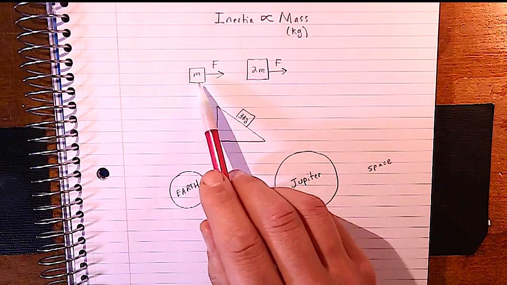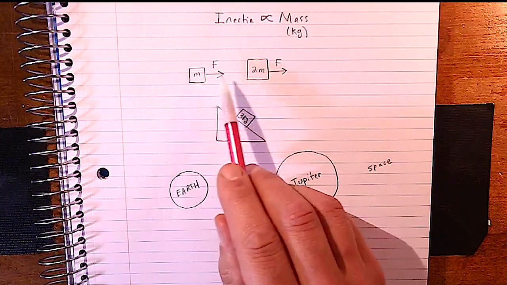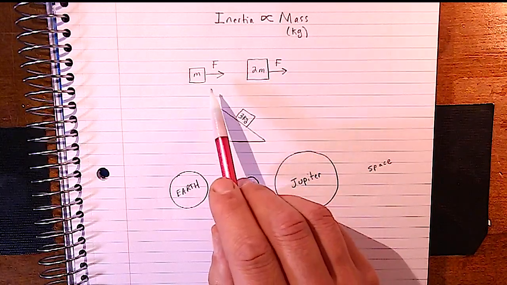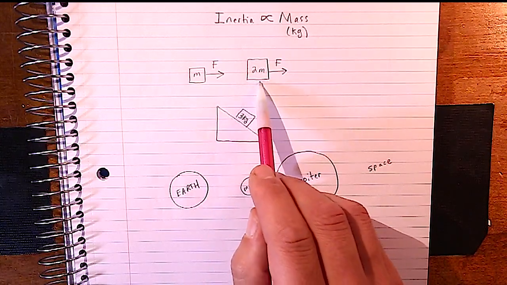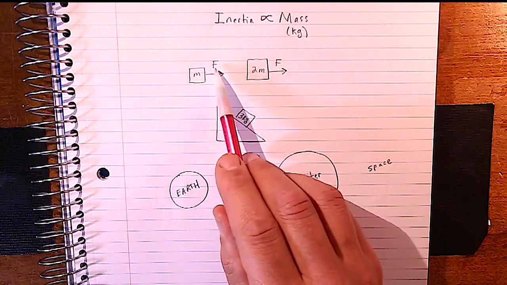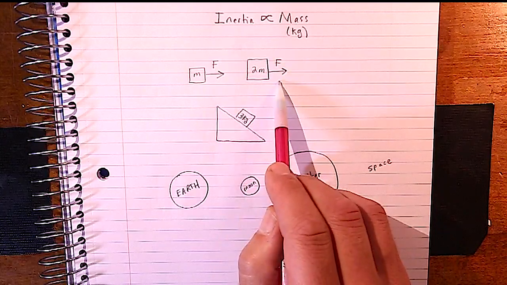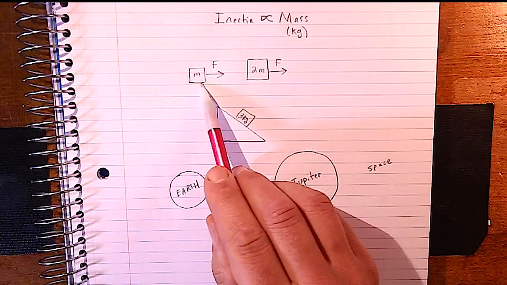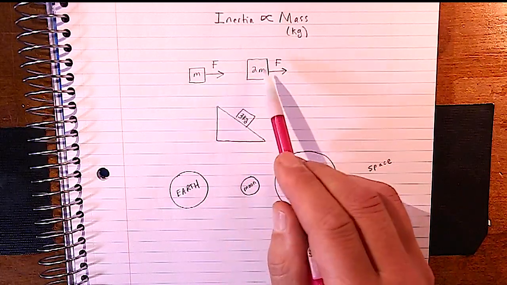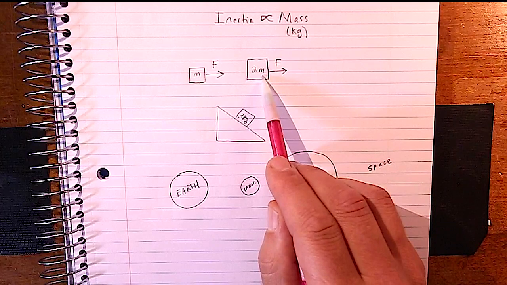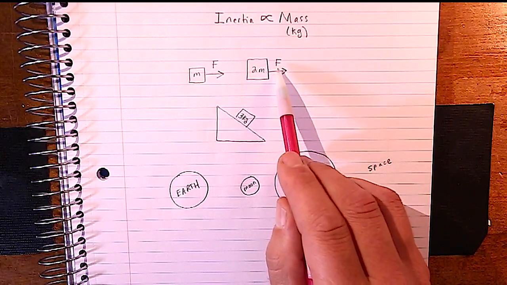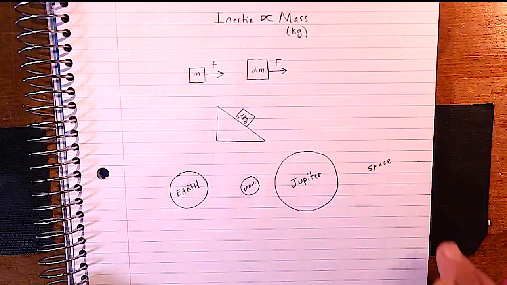But we could also say mass m has inertia, and this mass has twice as much inertia. Now it resists acceleration. So this one resists acceleration twice as much as this. So therefore, if we apply the same force, this one's not going to resist acceleration as much, and it's going to have a greater acceleration. This one has more mass, more inertia, so it resists acceleration more. So it has a lower acceleration for the same force.